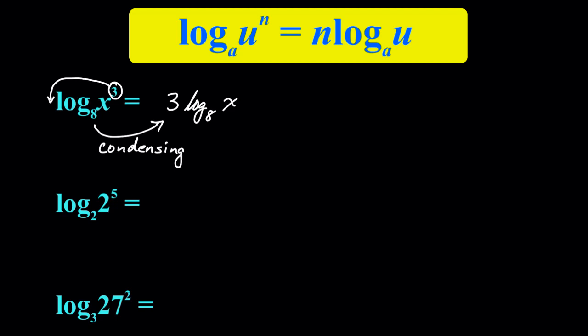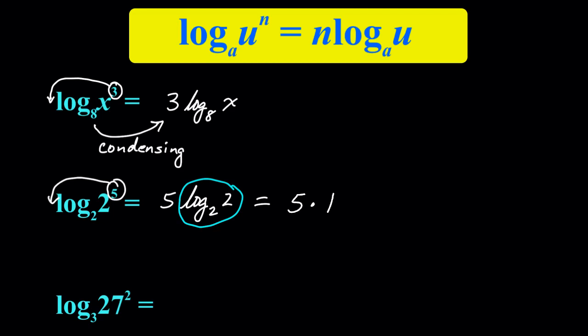All right, so the next example, we are going to do the same thing. We're going to bring the 5 to the front of our logarithm, which will give us 5 times log base 2 of 2. Now, we do know what the log base 2 of 2 is, or hopefully you do. What we're trying to figure out is 2 raised to what power gives you 2, and that is 1. So this breaks down then to 5 times 1, because 1 is log base 2 of 2, which gives you a final answer of 5.